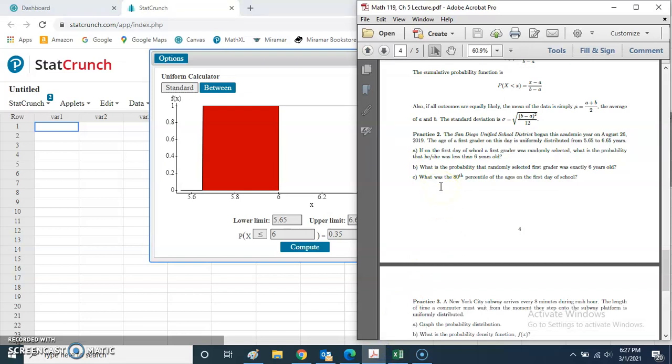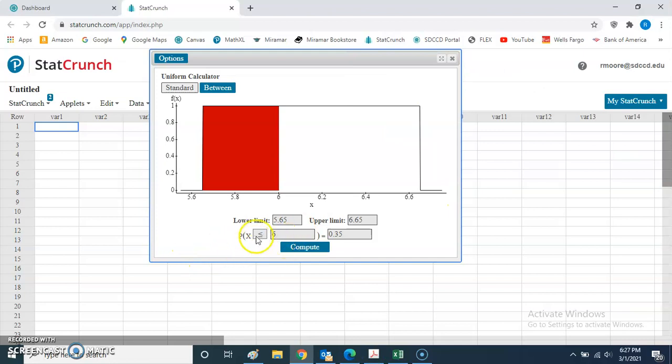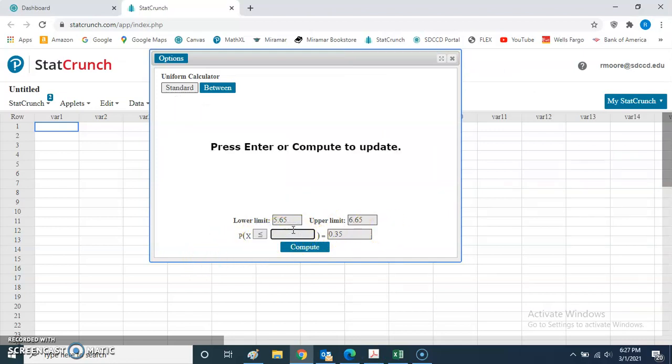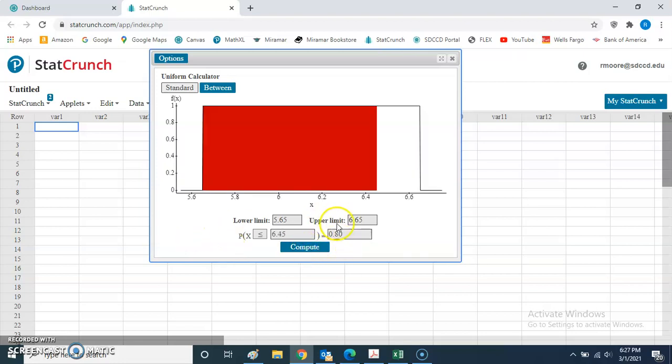What was the 80th percentile? Another percentile question. Okay, what do we do? We leave it as a less than. All right, we get rid of this, and we type in our percentile right there, right? We're working backwards. Now, we don't have an equation to solve, which is great. We can just let StatCrunch work backwards for us. Boom. And there we go.